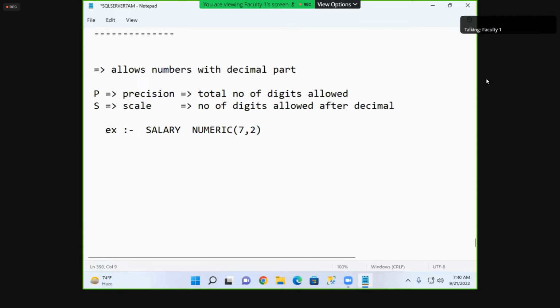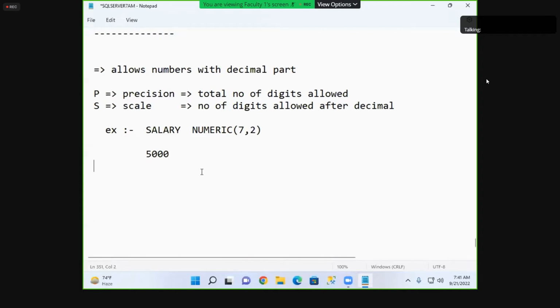So salary is 5,000. Accepted or not? Accepted. If you enter 5,000, it stores 5,000.00. You enter 5,000, but it stores 5,000.00.